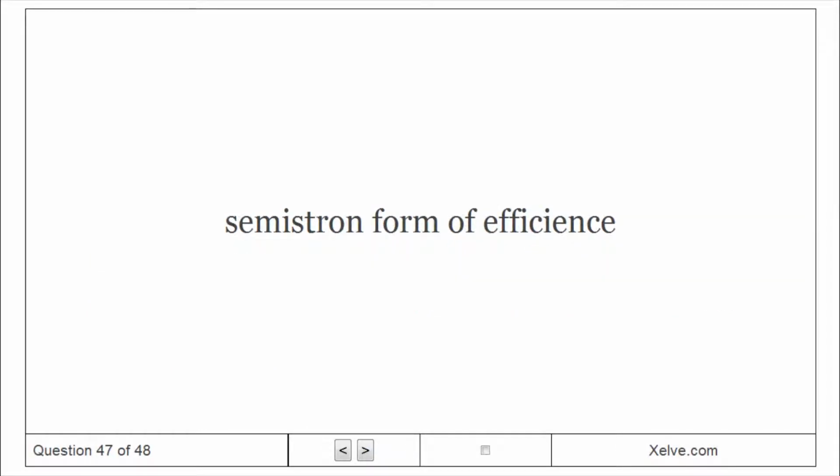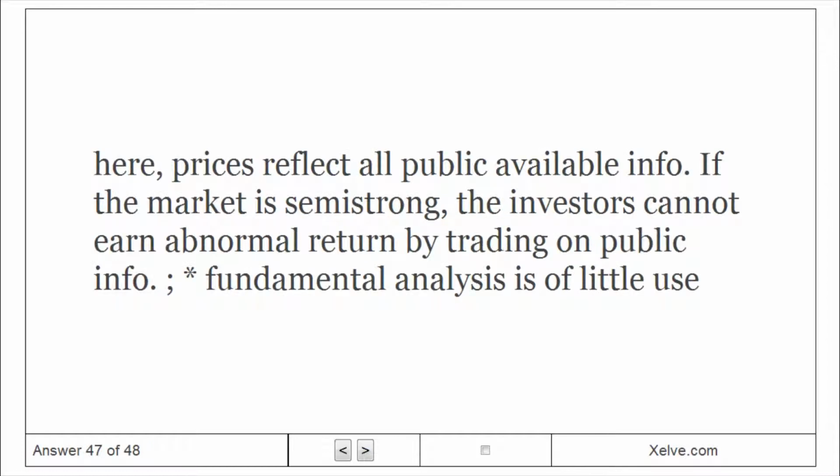Semi-strong form of efficiency: here, prices reflect all publicly available info. If the market is semi-strong, the investors cannot earn abnormal return by trading on public info. Asterisk: fundamental analysis is of little use.